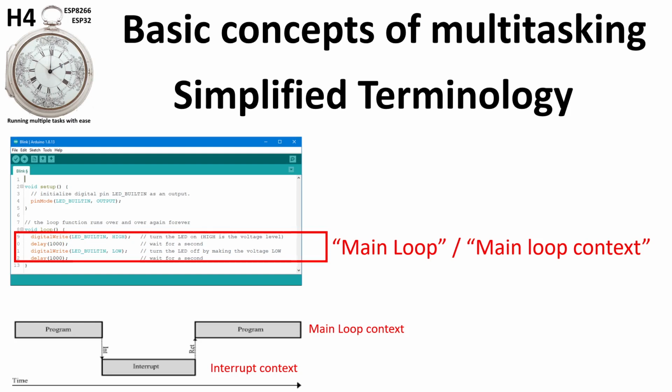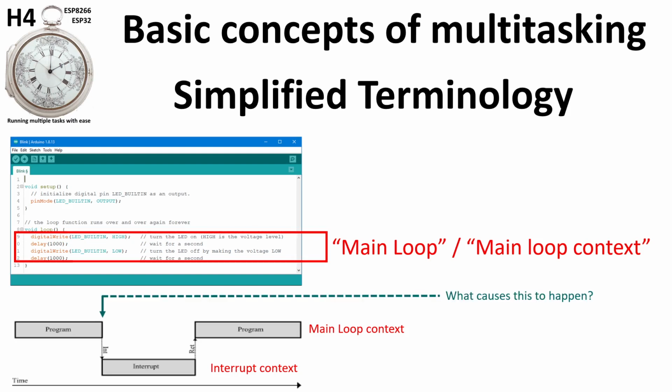Now, as I say, you have no control over when that happens. It can happen at any point in your code, halfway between two parts of an instruction even. And when code that does that runs, we say that that's running in the interrupt context. So basically we have two contexts, the main loop context and the interrupt context.